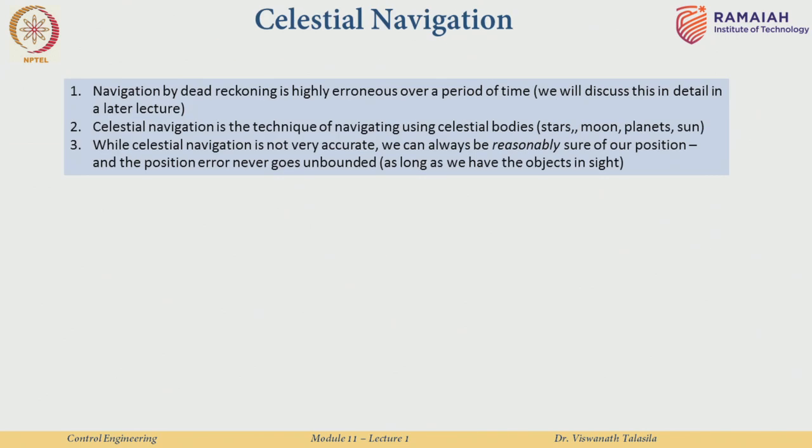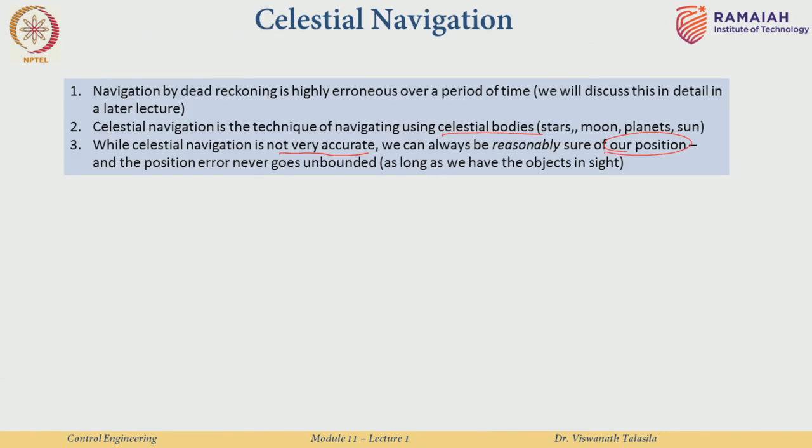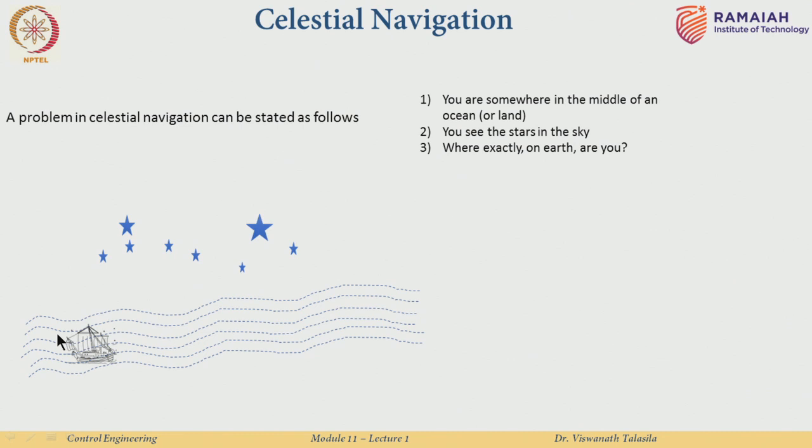So let us look at celestial navigation, and we will see how these ants are able to navigate accurately with it. Celestial navigation is the art of navigation using celestial bodies, stars and the moon, which is really how it was done in the ancient days. The cool thing about celestial navigation is that while it is not very accurate, you can always reasonably be sure about your position, and we will see why that is so. So you will never be completely off. You will never have errors the way you had in dead reckoning, which leads you to a completely erroneous position compared to where you really are. Celestial navigation avoids that problem. In fact, we will see one example of this shortly. Okay, and the example is something like this.